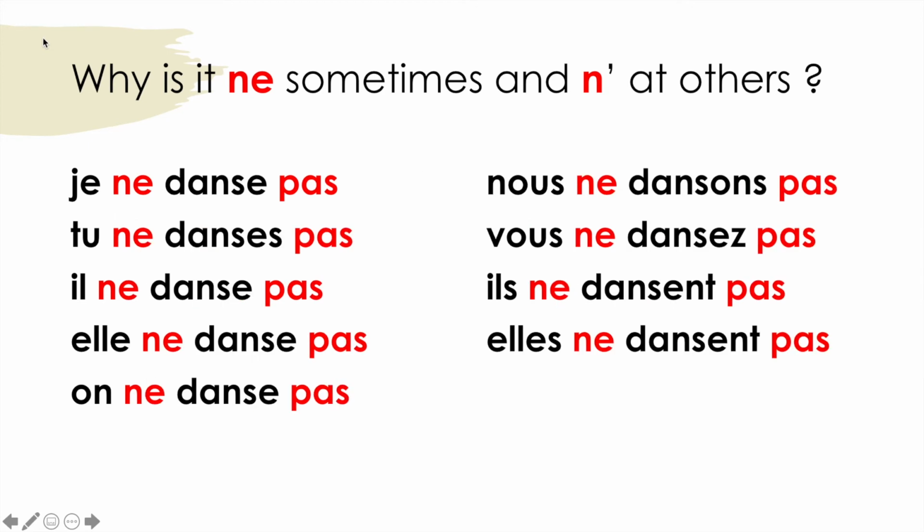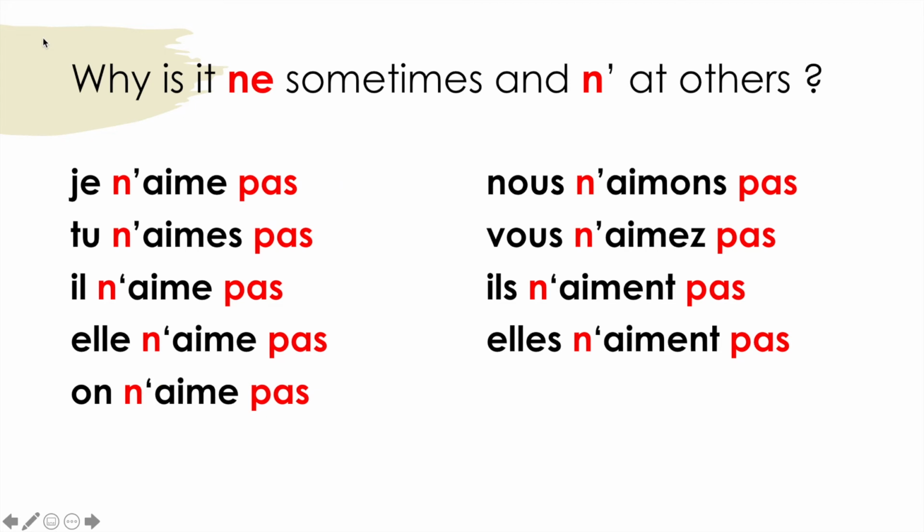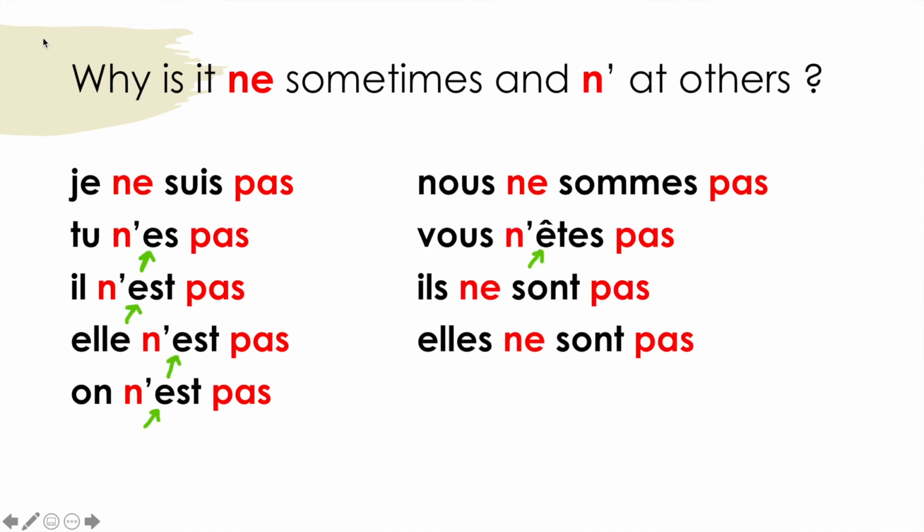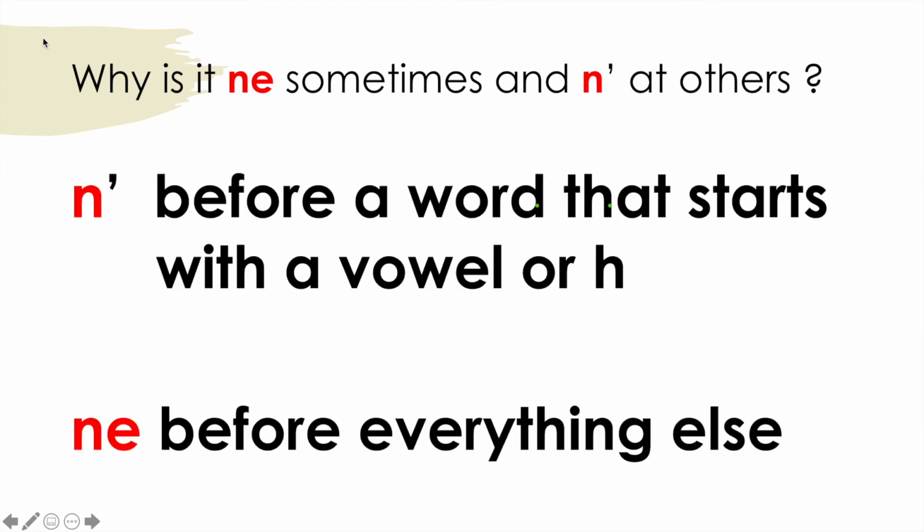Strange. What a mystery. Let's look at another verb. The verb aimer means to like or to love. Check it out. In every single instance, we have an apostrophe. That's a mystery. Why do we have ne sometimes and an apostrophe at others? I'll bet you've already figured it out. When the next word starts with a vowel or H, we have an apostrophe. And we've already seen this concept. An apostrophe before a word that starts with a vowel or H, ne before everything else.